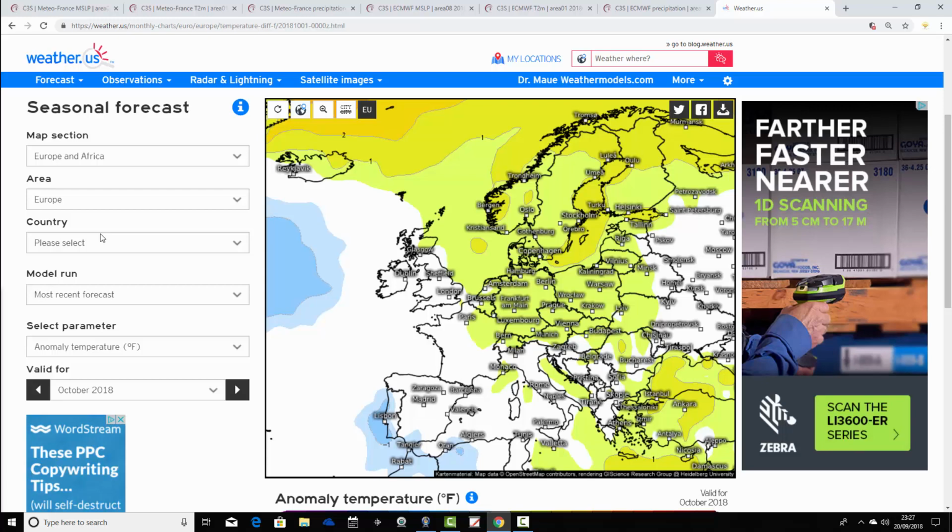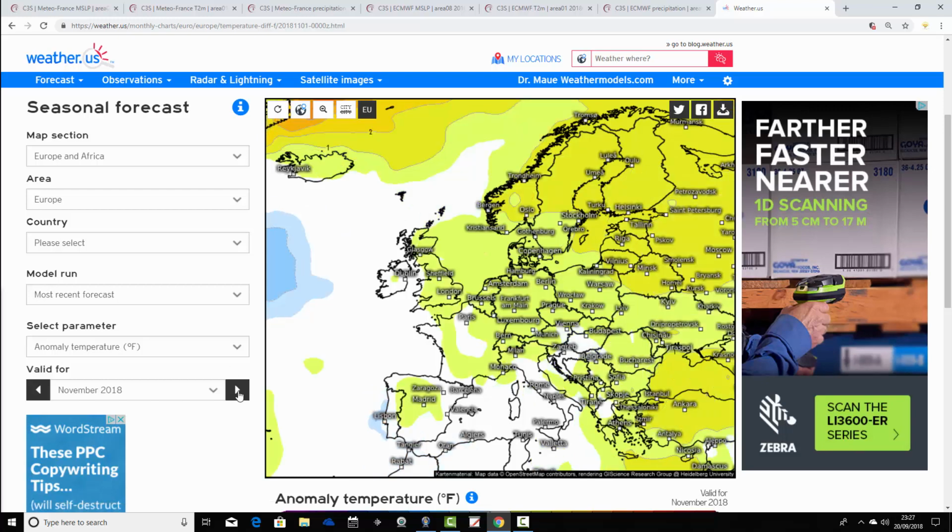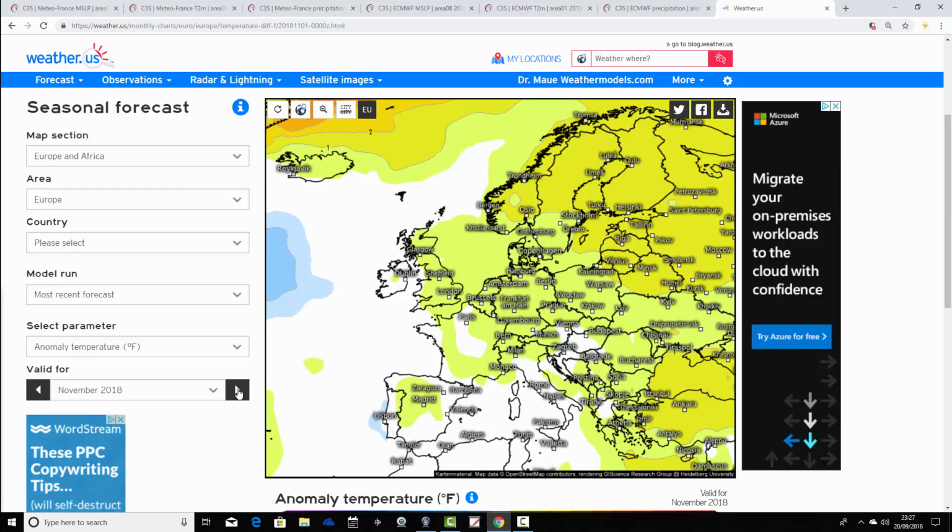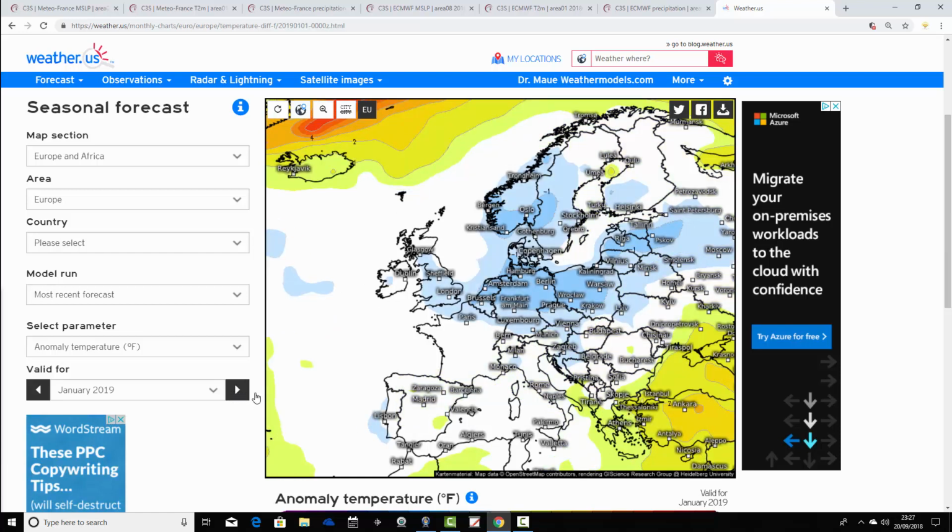A little bit warmer than average for many central northern parts of Europe, close to average for the UK and for Ireland in October. November actually looks relatively mild, so despite the fact it appeared the cold pattern was beginning to set itself up in November, relatively mild with those temperature anomalies. Close to average in December. A little bit colder than average in January.